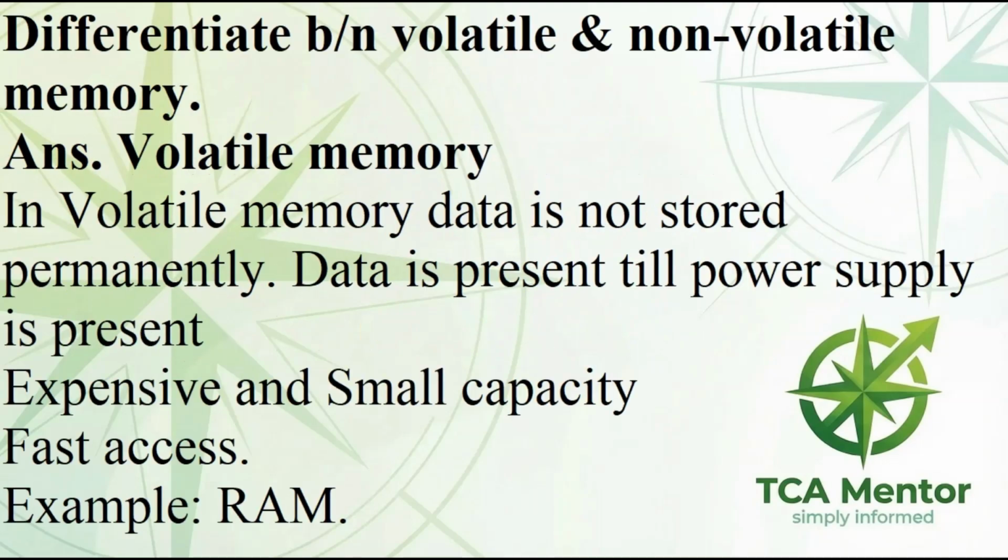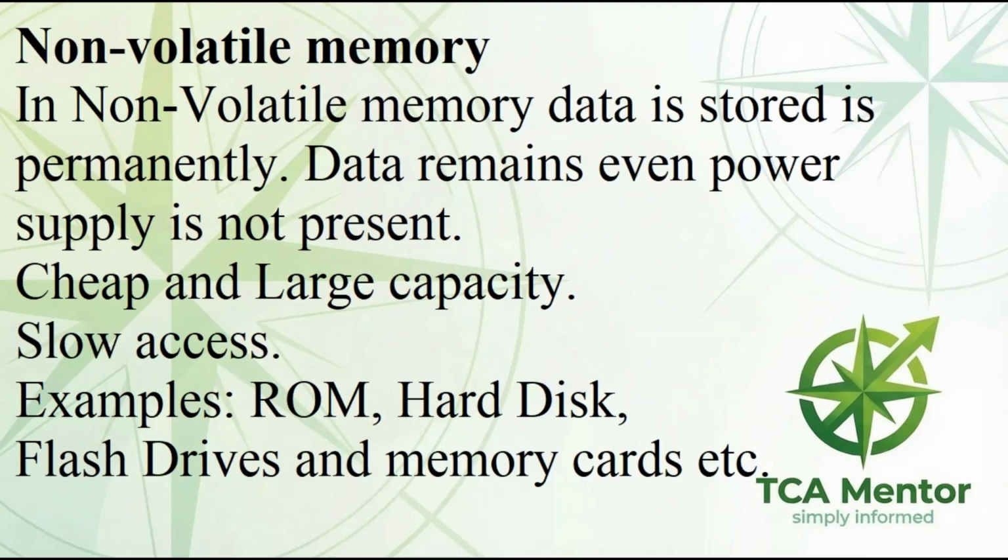Differentiate between volatile and non-volatile memory. ANS. Volatile memory. In volatile memory, data is not stored permanently. Data is present till power supply is present. Expensive and small capacity. Fast access. Example, RAM is an example of volatile memory. Non-volatile memory. In non-volatile memory, data is stored permanently. Data remains even if power supply is not present. Cheap and large capacity. Slow access. Examples, ROM, hard disk, flash drives and memory cards, etc. are some examples of non-volatile memory.